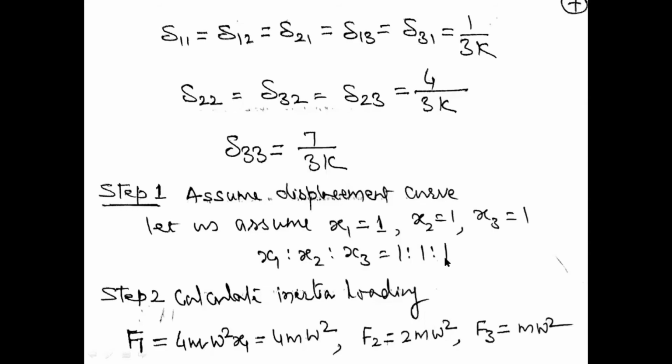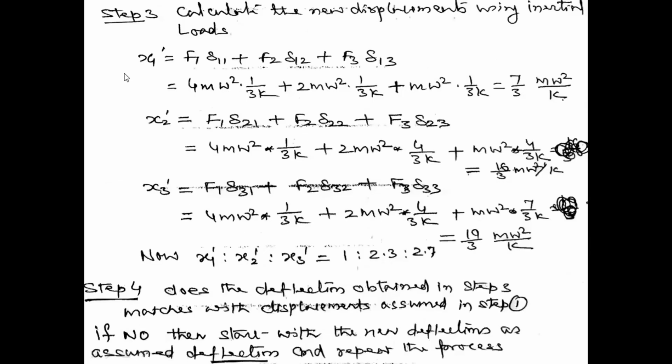Now, because of these assumed deflections, we will calculate the value of inertial forces at different masses. The first mass is equal to 4m. So the inertial force at the first mass would be 4m multiplied by omega square, omega being common for all masses, multiplied by the initial deflection which we assumed. So this comes out to be 4m omega square. The inertial force at mass 2 would be the mass, that is 2m, multiplied by omega square into x2. x2 is 1, so this comes out to be 2m omega square. And the inertial force at mass 3 would be equal to the mass multiplied by the common natural frequency omega square multiplied by x3. The x3 value is assumed to be 1, so this comes out to be m omega square. So we have done the second step, calculating the inertial forces based on the assumed deflection.